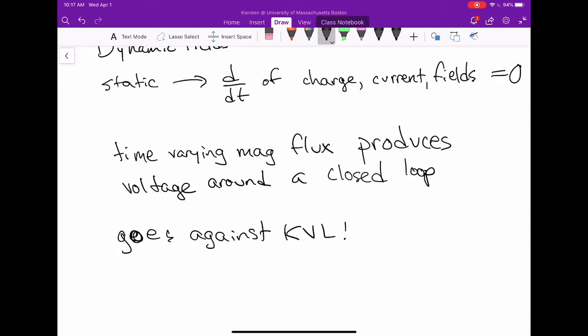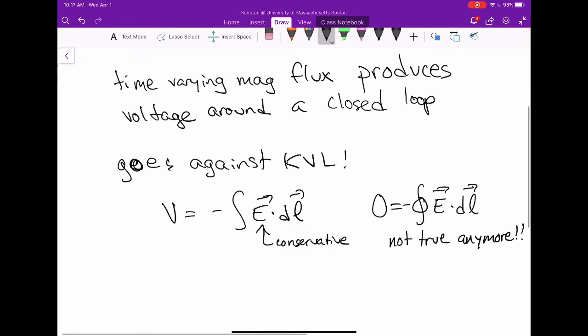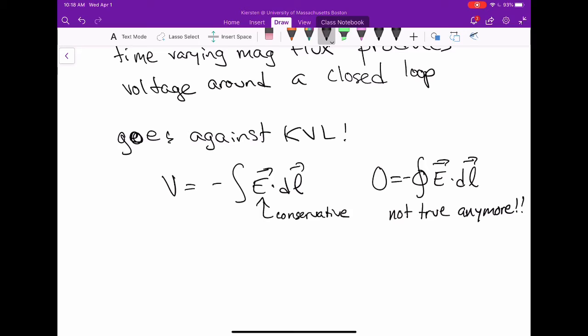Previously, we used to say that the voltage is equal to minus the integral of E dot dl. And since the electric field is conservative, you could also say that the voltage around a closed loop is equal to zero. Now, this is not true anymore. Meaning that in the presence of a time-varying magnetic flux, the electric field is no longer conservative.